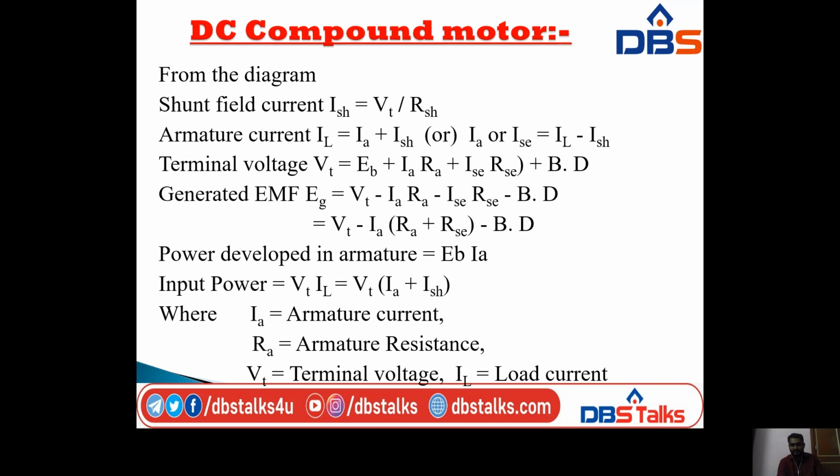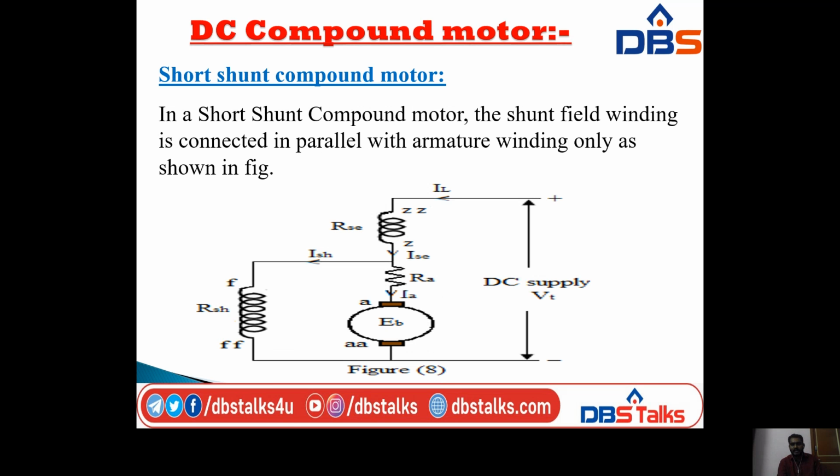Coming to the next one, the short shunt compound motor. In a short shunt compound motor, the shunt field winding is connected in parallel with the armature winding, and then the series field winding is connected in series with that combination. These are all connected across the load. So this is the diagram to give clarity about the short shunt compound motor.